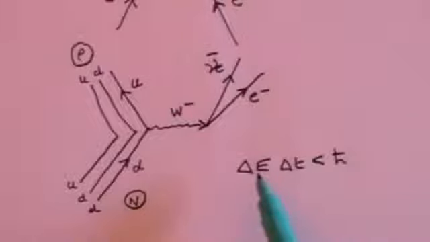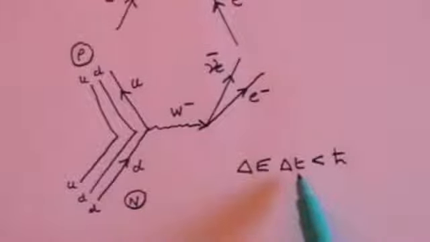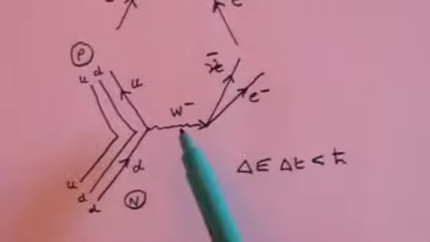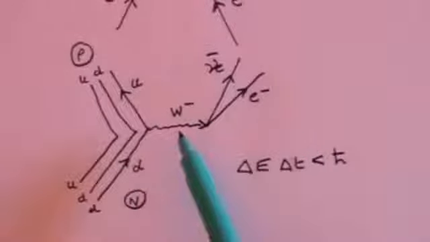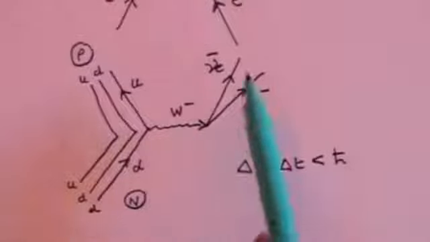And the more energy you borrow, the less time you can borrow it for. So we're borrowing a lot of energy from the vacuum here, 80 GeV, so that has to be paid back very quickly, in fact, in 10 to the minus 25 seconds. So the W minus doesn't last for more than 10 to the minus 25 seconds before it decays into these long-term particles. In 10 to the minus 25 seconds, a W minus will barely be able to cross a part of a proton. That's as far as it will get before it decays.